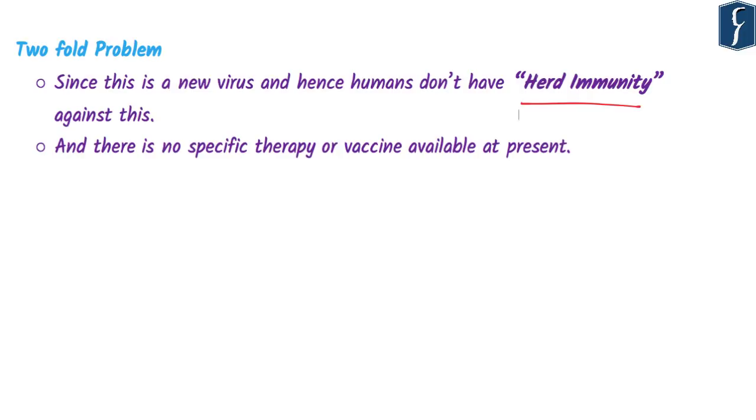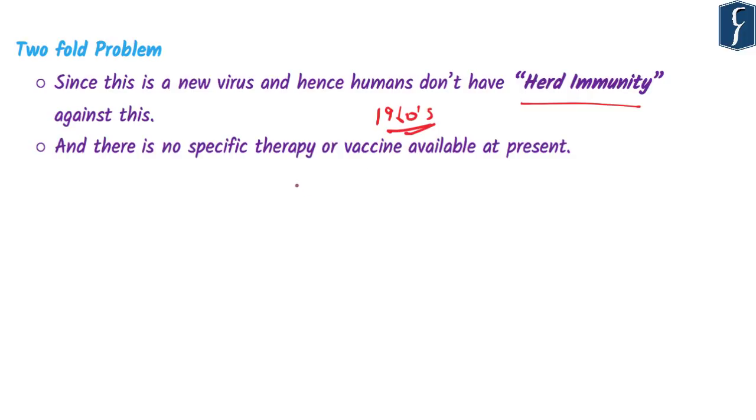But since this coronavirus is new, as such it's not new. The virus is known to us from the 1960s. But the present mutated form of virus is new because earlier there was no human to human transmission, but in the mutated form of the virus there is human to human transmission as well, and that's the problem. So this mutated form of virus is the new form of virus and we don't have herd immunity against it.